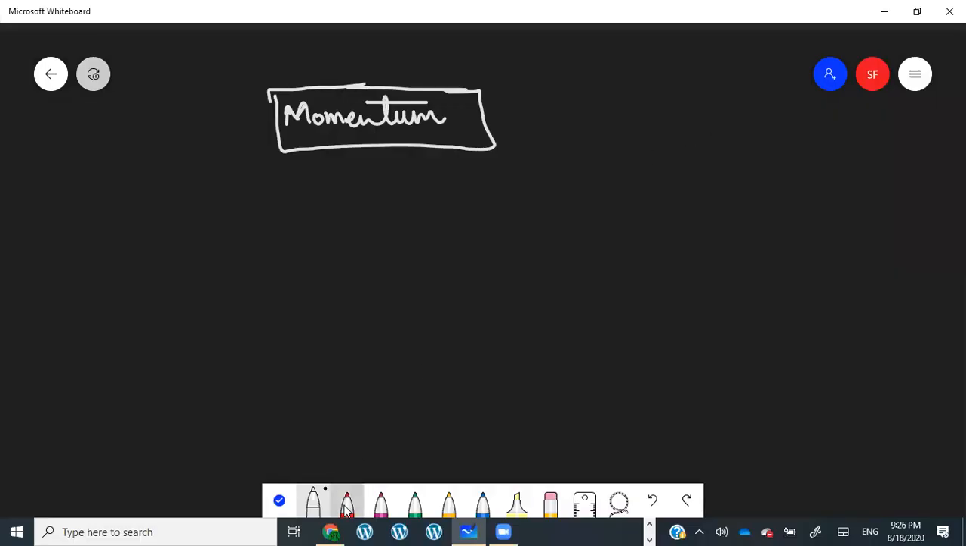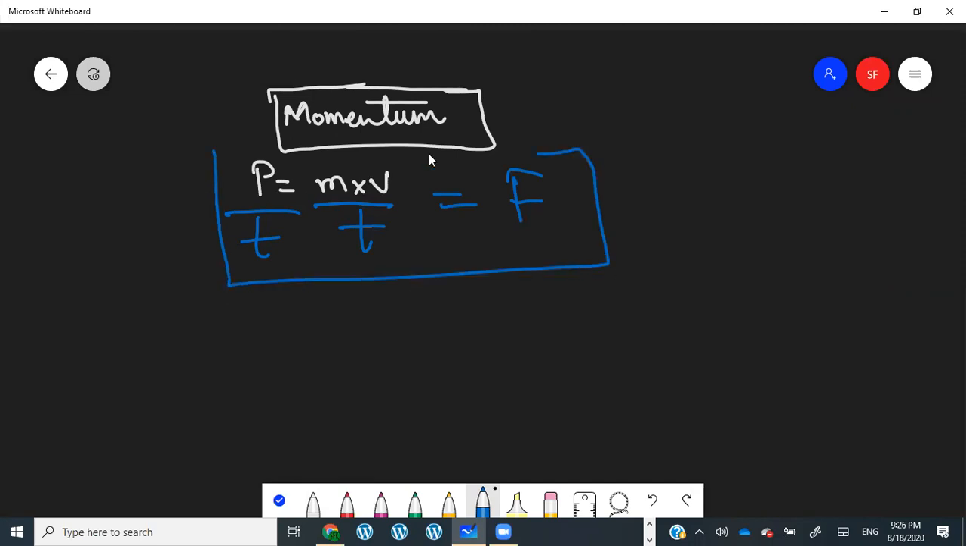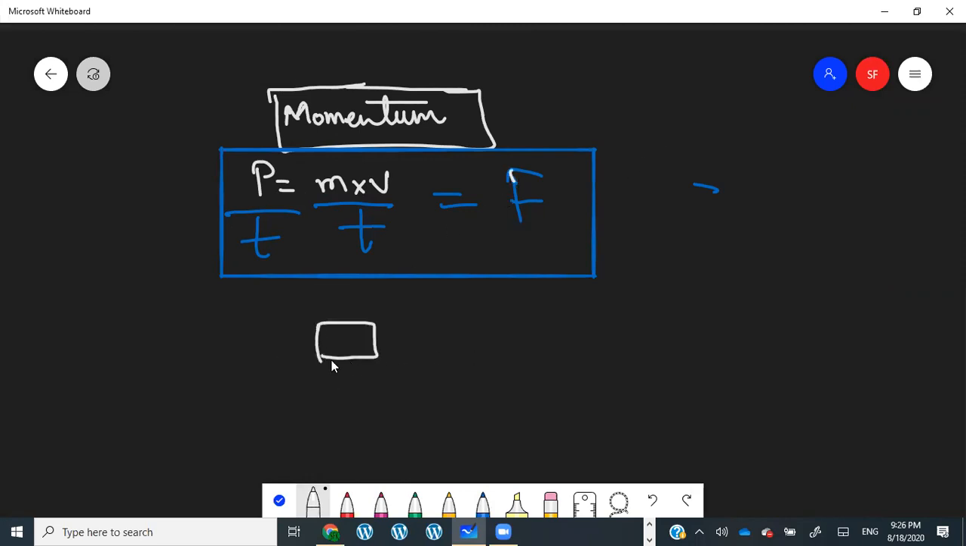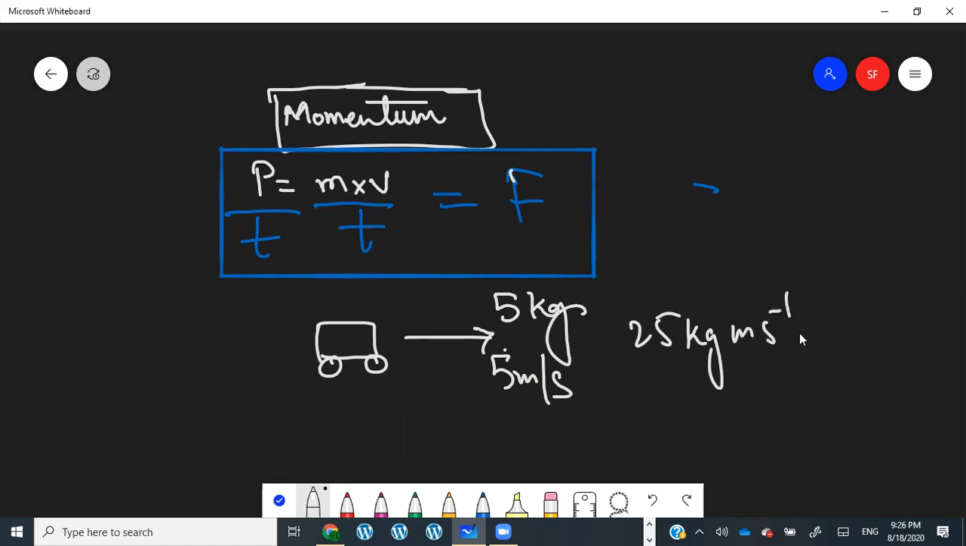Momentum has been used to define force, and momentum is by definition the product of mass and velocity. And if you divide the momentum by time, that becomes the rate of change of momentum, which is actually equal to force according to Newton's second law. Correct? Now, if this is a body moving to the right with a mass of, let's say, 5 kg and with a velocity of, let's say, 5 meters per second, then its momentum is just going to be 25 kg meters per second.